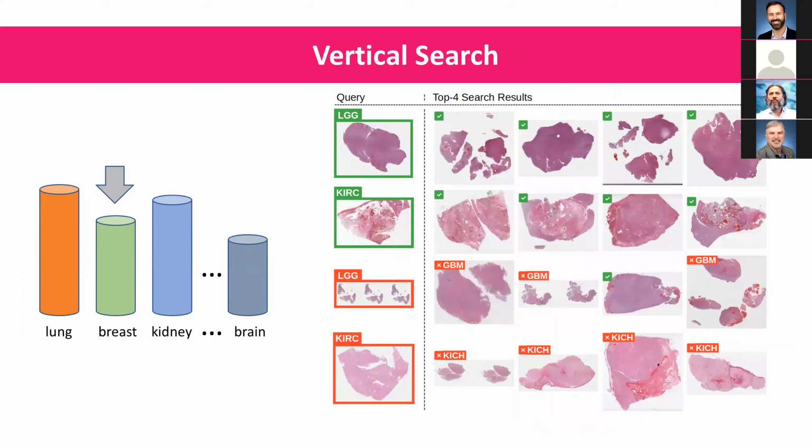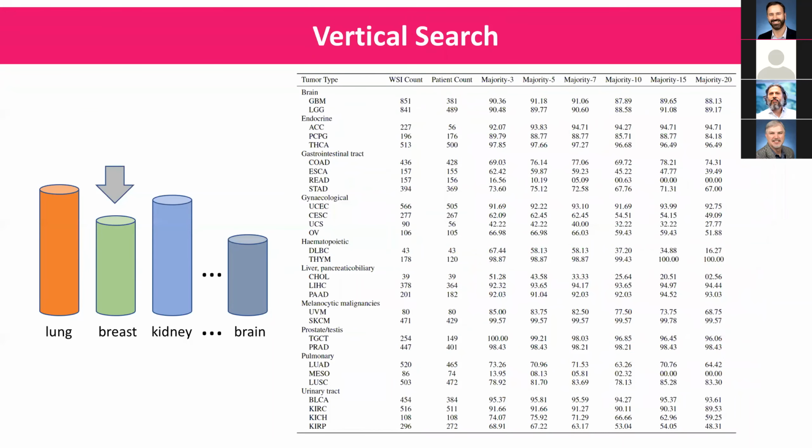Then we did vertical search, which means you give me an image and I know it's a breast image or kidney image, and I only search within that primary site. I restrict the search to that organ and nothing else. Then we expect that if I'm looking for low-grade glioma in brain, you have to find me low-grade glioma cases because I want to confirm a potential diagnosis. So we did that. We did a lot of experiments.